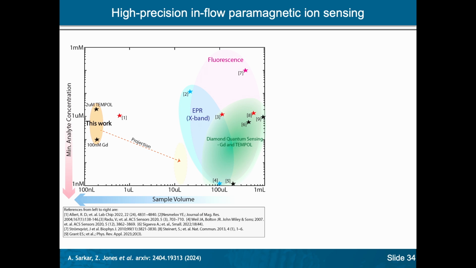And we're comparing against two axes. One is the sample volume, and the other is the analyte concentration. So what is the smallest amount of analyte you can detect in the smallest volume? Ideally, you want to be on the bottom left of this graph because you want to detect a small amount of analyte in a small volume. And so we are currently here, and most of the conventional techniques, including fluorescence, are here.